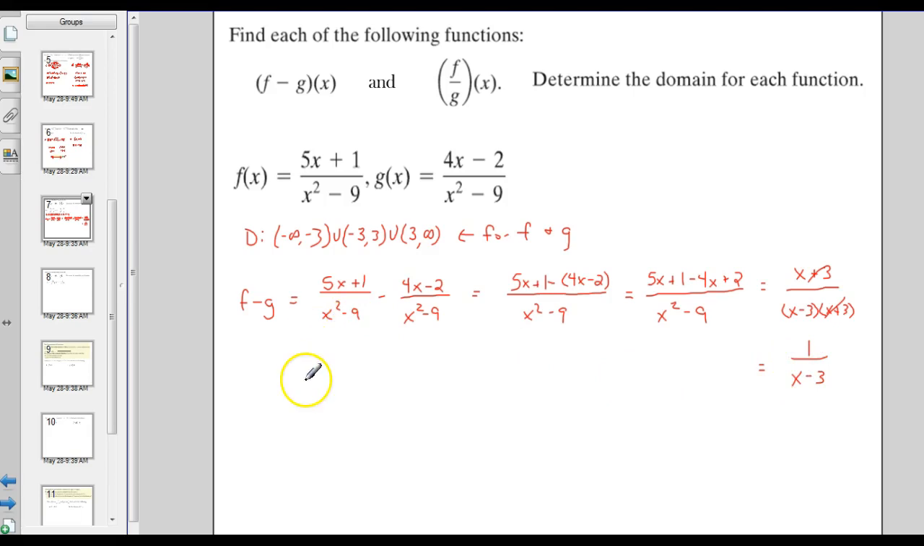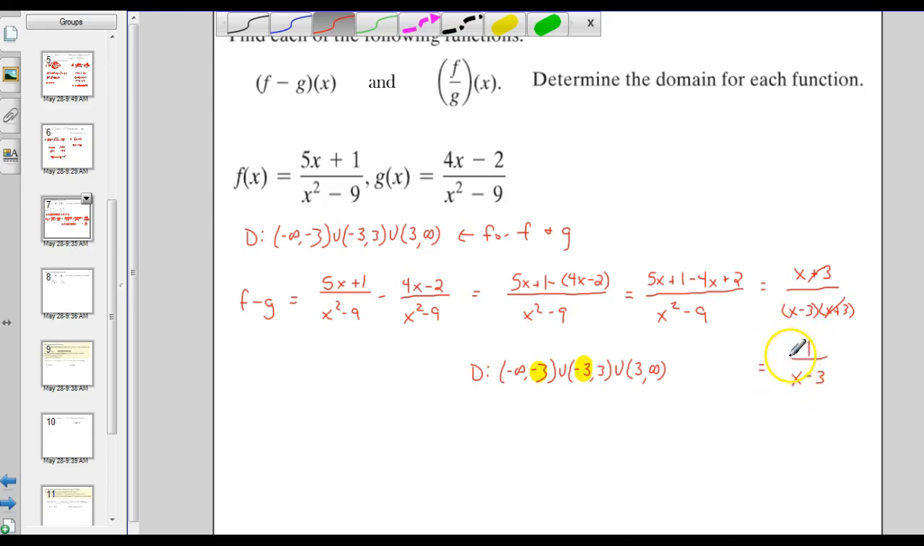But the domain of this is still the exact same thing that it was, because you can't lose restrictions. Negative 3 was restricted in the original f and g, so it's still restricted even though it doesn't cause division by 0 anymore. Okay, so it's still there. It's still a restriction. So make sure that you understand that. Even though it doesn't cause division by 0 in the simplified form of this thing, it still is a restriction in the domain. Okay, you don't lose restrictions.